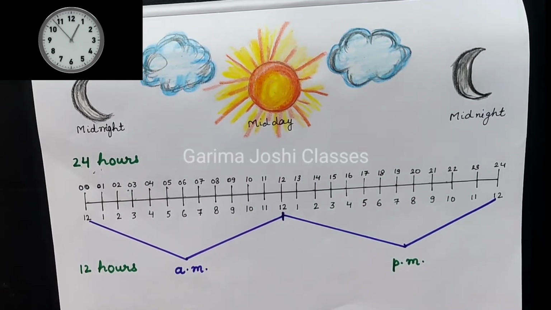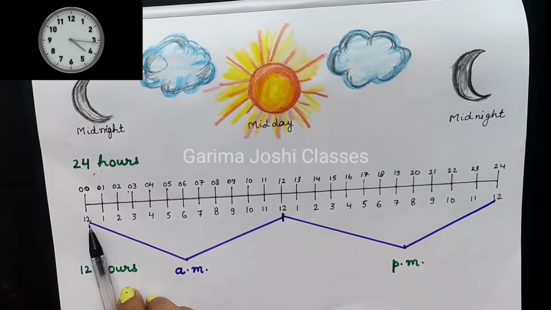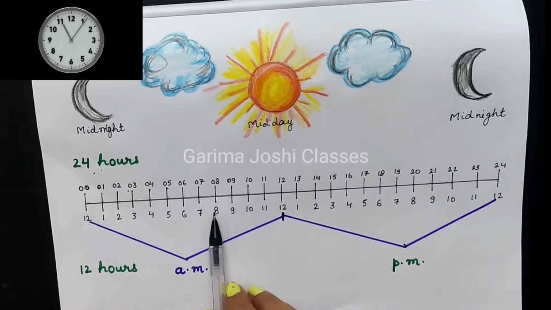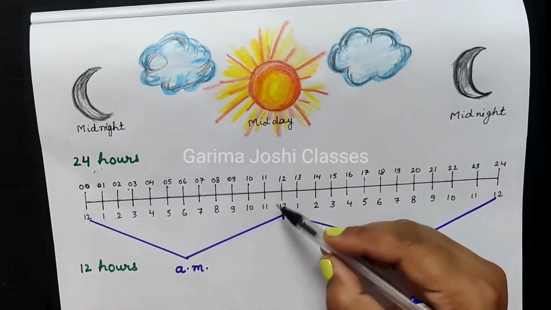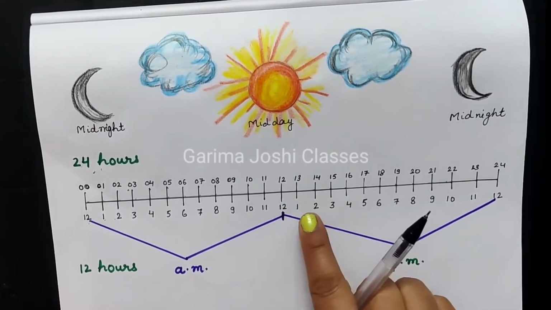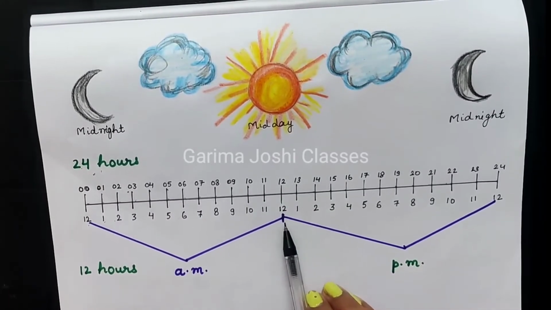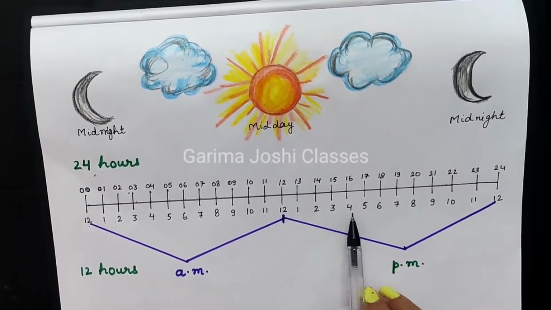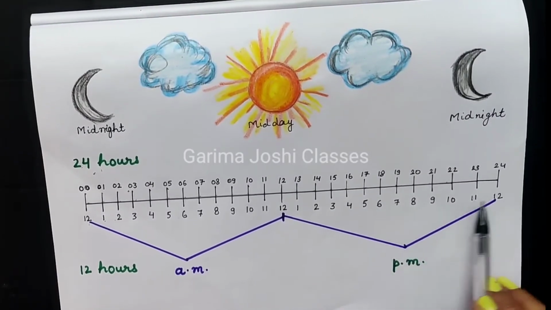Children, in normal 12-hour clocks, it starts from 12, 1, 2, 3, 4, 5, 6, 7, 8, 9, 10 and it comes to 12 noon. Then again it resets at 12 noon and again it shows 1 hour, 2 hour, 3 hour, 4 PM, 5 PM, 6 PM and so on.